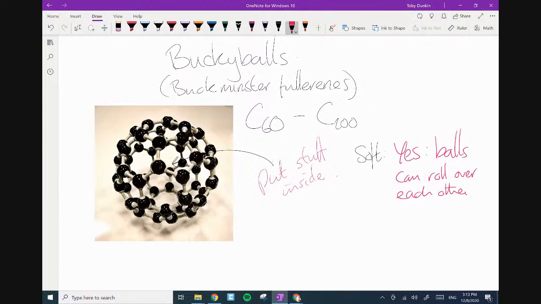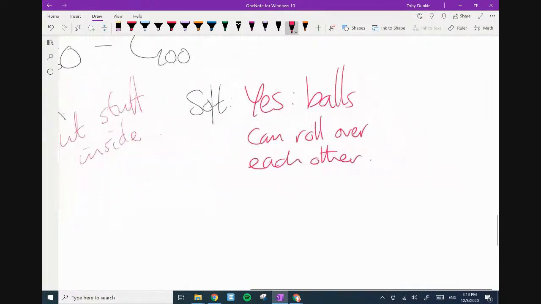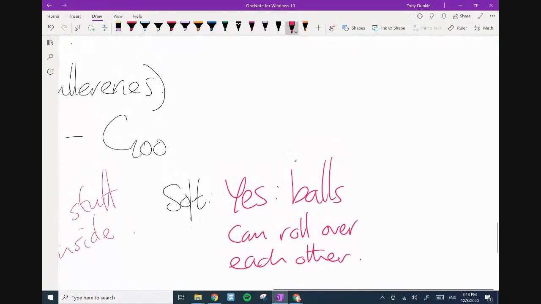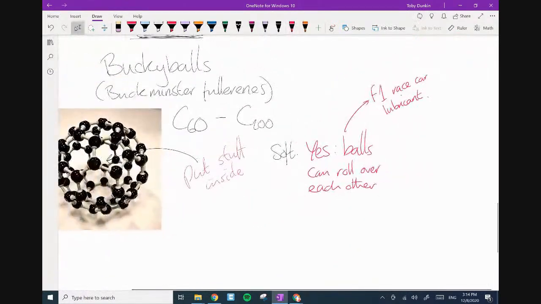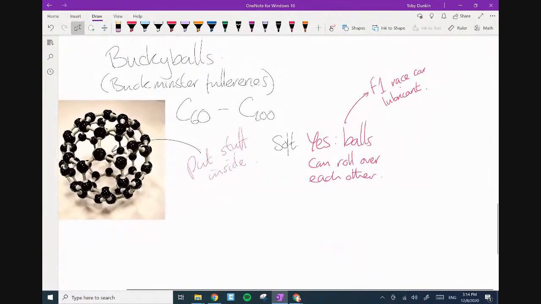They've now started adding this, by the way, to F1 race car engine oil. This is one of the applications: Formula One race car lubricant oil. They're adding it to oil because it's incredible. The melting point's insane still. Actually, it's not that high, to be fair. But you can't destroy the balls. You can separate the balls.